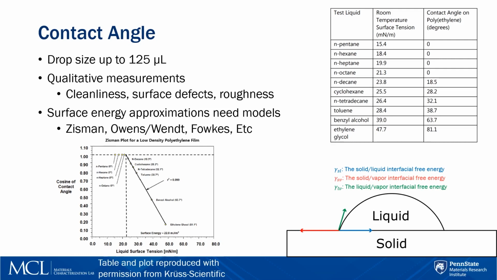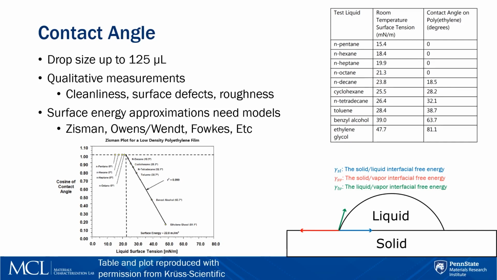The Zisman model states that surface energy of a solid is equal to the surface tension of the liquid that is just barely wetting the surface completely, corresponding to a contact angle of 0. For this example, we stop witnessing complete wetting happening at 23.8 millinewtons per meter, which is the value for n-decane, putting the surface energy somewhere between 21.3 for octane and 23.8 millinewtons per meter for decane.